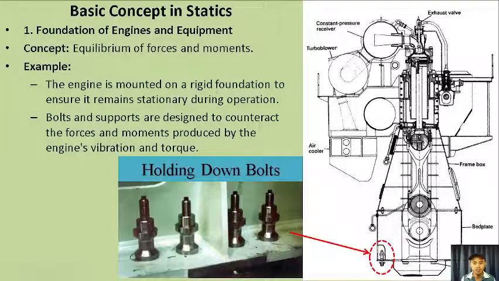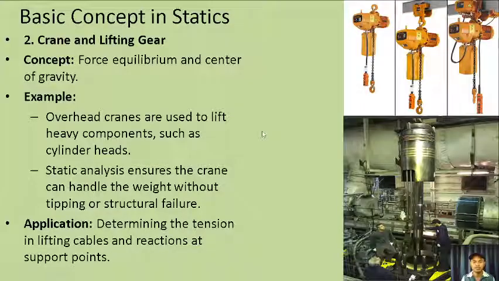So the engine is mounted on a rigid foundation to ensure it remains stationary during operation. Bolts and supports are designed to counteract the forces and moments produced by the engine's vibration and torque. Okay, next, for crane and lifting gear, the concept is force, equilibrium, and center of gravity. So example, overhead cranes are used to lift heavy components such as cylinder heads, like this one. And static analysis ensures the crane can handle the weight without tipping or structural failure.